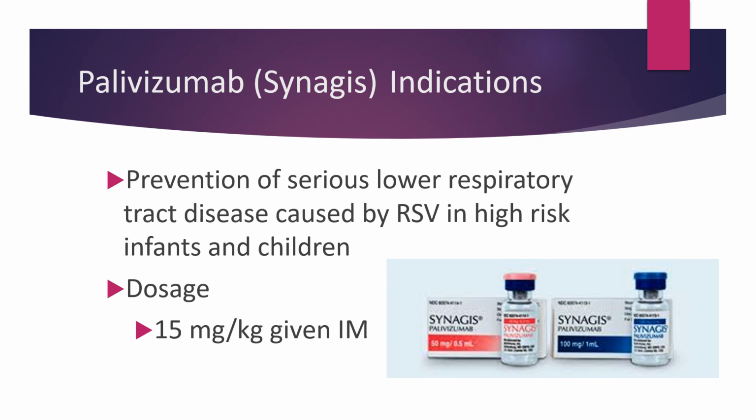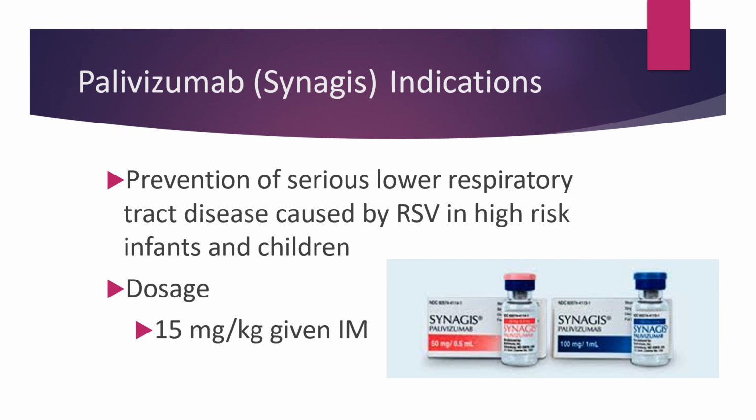So Synagis, I mentioned this earlier when we were talking about ribavirin for RSV. The Synagis is the one that I like. My daughter was on this one for a while, and it helps prevent the serious lower respiratory tract disease caused by RSV in high-risk infants and children. So kids that have poor immune systems, premature kids, things like that. That's going to be very helpful in them.